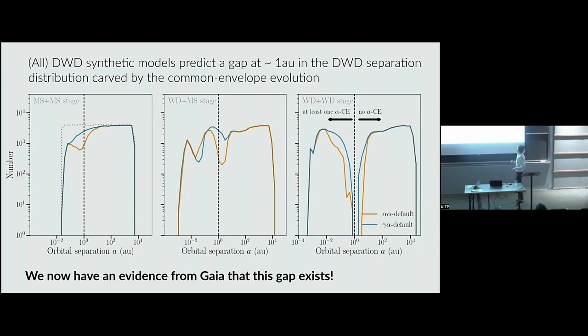Because the astrometric Gaia data show us the distribution, as you can see, just by comparison of these two specific models, the width and the shape of the gap depends on the physics that we put in our models.